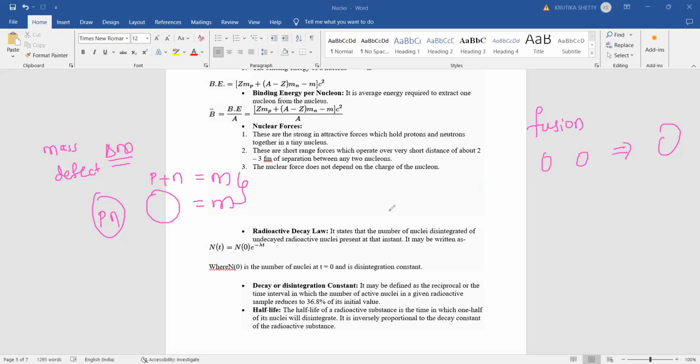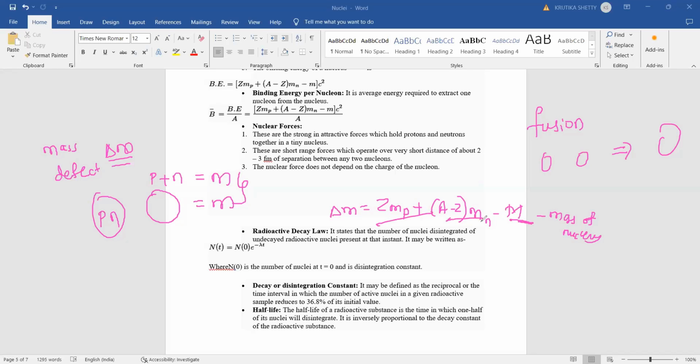So this mass defect is given by delta m equals Z times mp plus (A minus Z) times mn, minus m. The last m is the mass of the nucleus. This first term is nothing but the mass of the protons and the mass of the neutrons. Is that understood? So this is the mass defect.